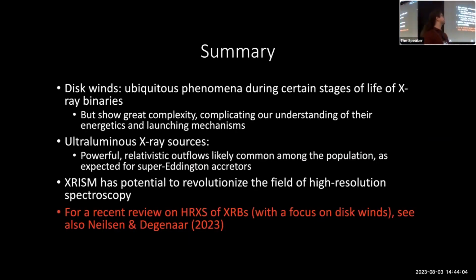So just to very quickly summarize, these winds appear ubiquitous in some stages of the life of X-ray binaries, but they are very complex phenomena, and we still have much to learn about them. Specifically in ULXs, it appears that powerful relativistic outflows are a common feature among the population, as is expected for super-Eddington accretors. And unfortunately, I didn't have time for this, but GRISM has great potential to completely revolutionize this field of outflows in any kind of X-ray binaries.